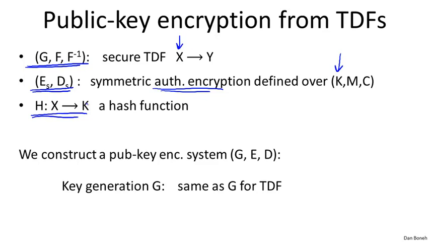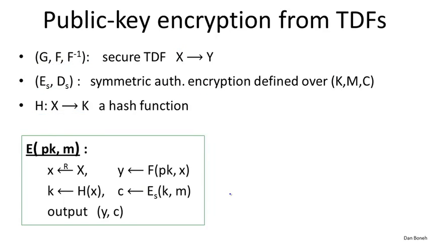And now once we have these three components, we can actually construct the public key encryption system as follows. So the key generation for the public key encryption system is basically exactly the same as the key generation for the trapdoor function. So we run G for the trapdoor function, we get a public key and a secret key, and those are going to be the public key and secret key for the public key encryption system. Now how do we encrypt and decrypt?